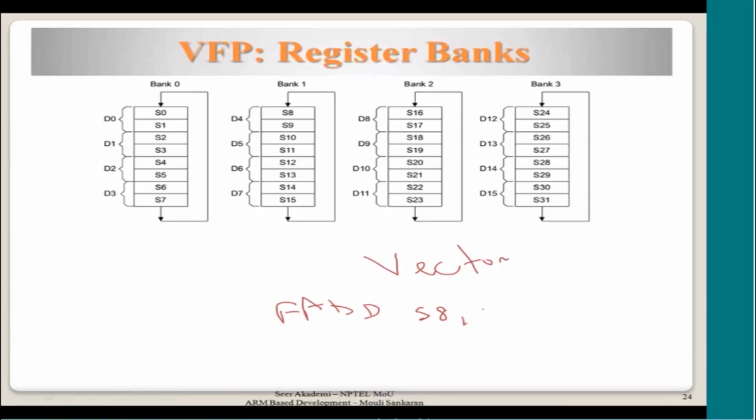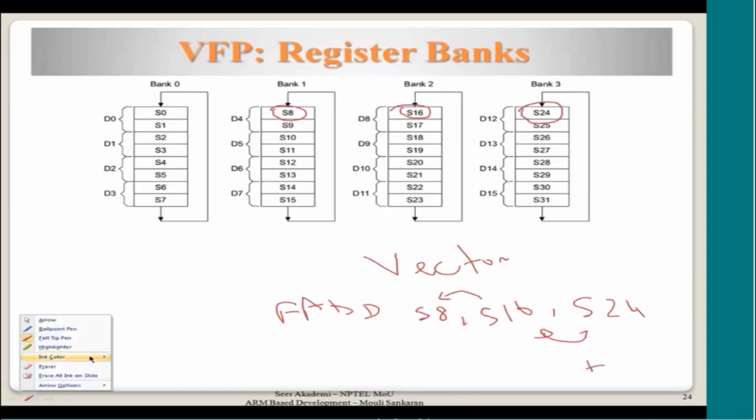Okay, S16 and S24. What does it mean? I gave these registers here. That's all. Now what am I trying to do? I am adding these two and then putting the result here. Okay, assume this.